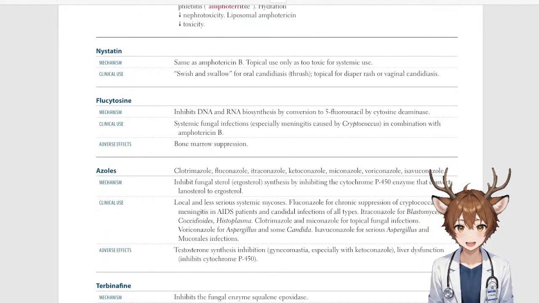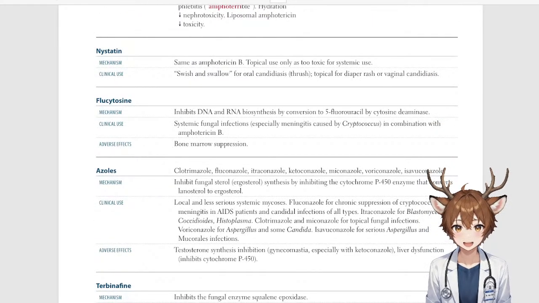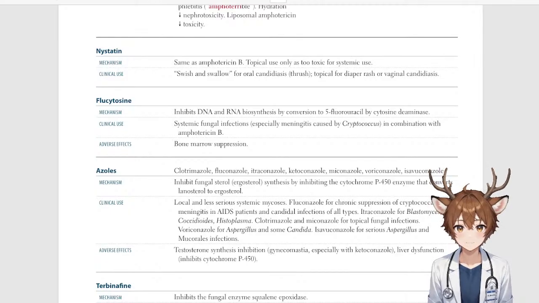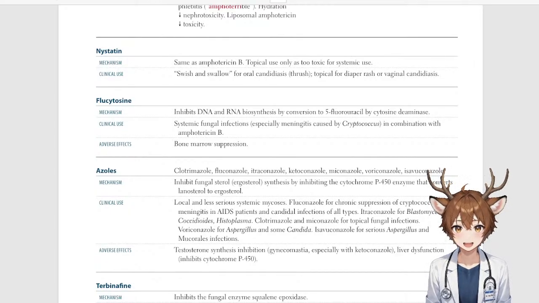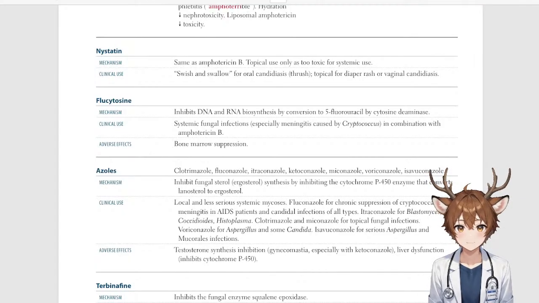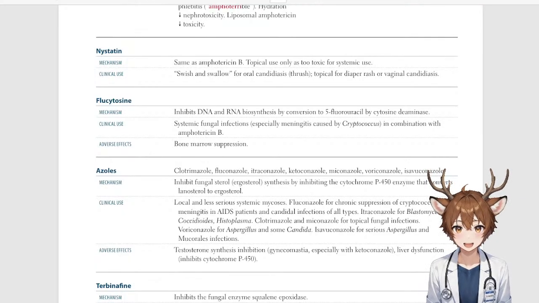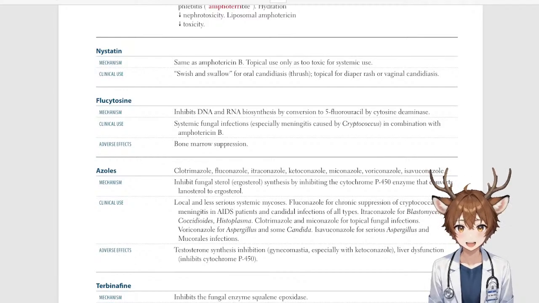What about nystatin? Nystatin's mechanism is the same as amphotericin B. Topical use only, as it is too toxic for systemic use. So you have to keep it topical because it's too strong. Clinical use: swish and swallow for oral candidiasis, thrush. Topical for diaper rash or vaginal candidiasis.